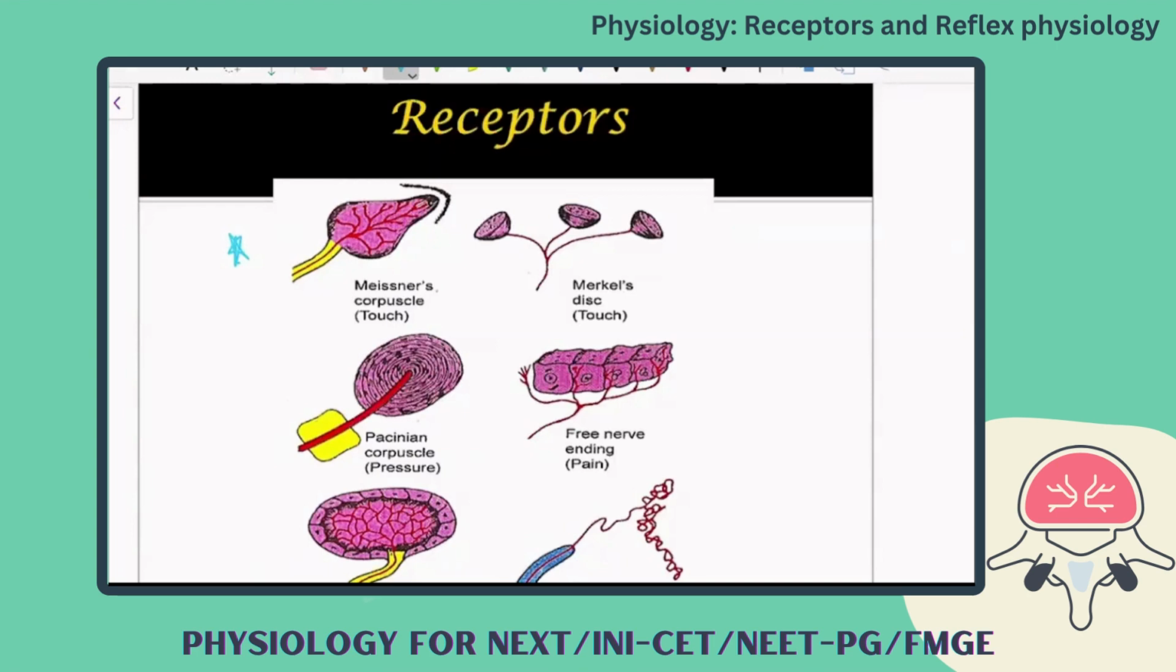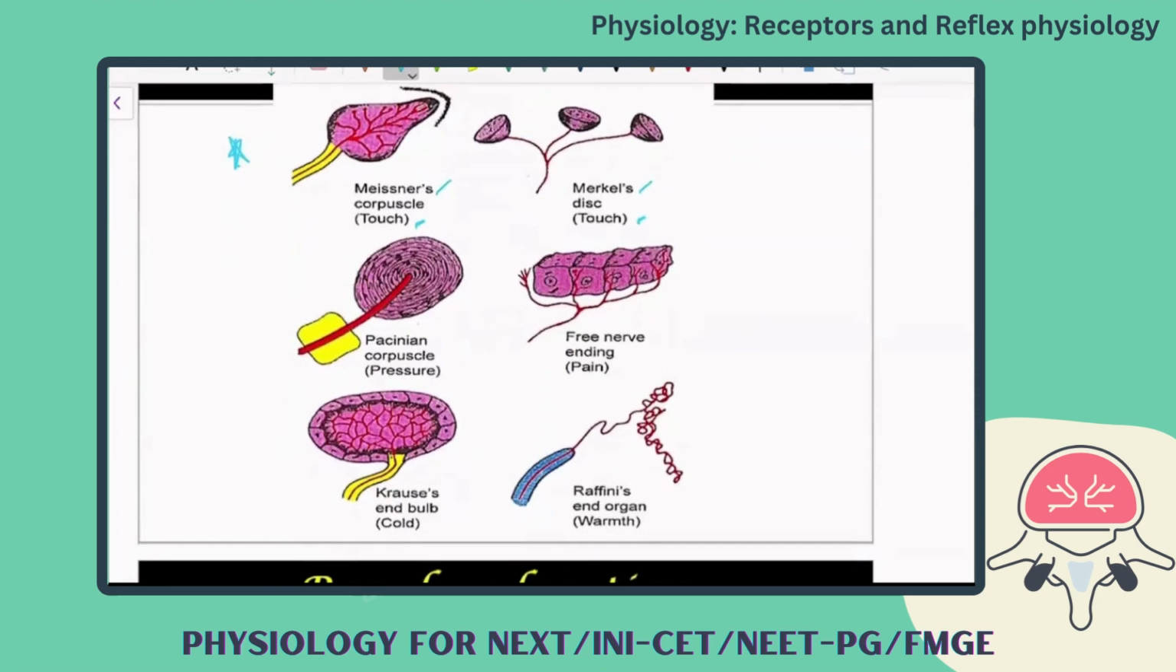Okay, first one is Meissner's corpuscles, specifically for touch, and Merkel's disc also for touch. Okay, and Pacinian corpuscle for pressure. Remember P, Pacinian corpuscle for pressure. And free nerve endings, in all parts of the body you have the pain receptors. So it is freely present in all the parts.